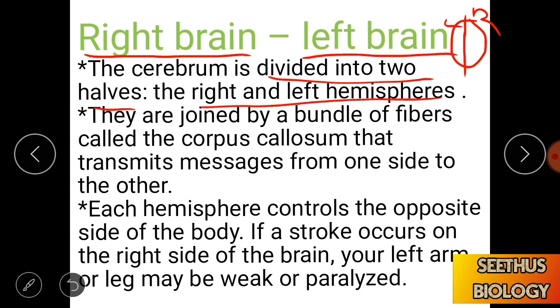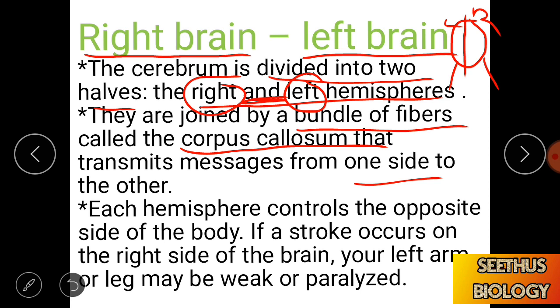Actually, these right and left hemispheres are joined together by a bundle of fibers. It means that with the help of this bundle of fibers only, the right and left hemispheres are attached to each other. That bundle of fibers is known as the corpus callosum. The corpus callosum is the bundle of fibers which connects the right and left hemispheres of the cerebrum in the brain. And this corpus callosum transmits the message from one side to the other side.